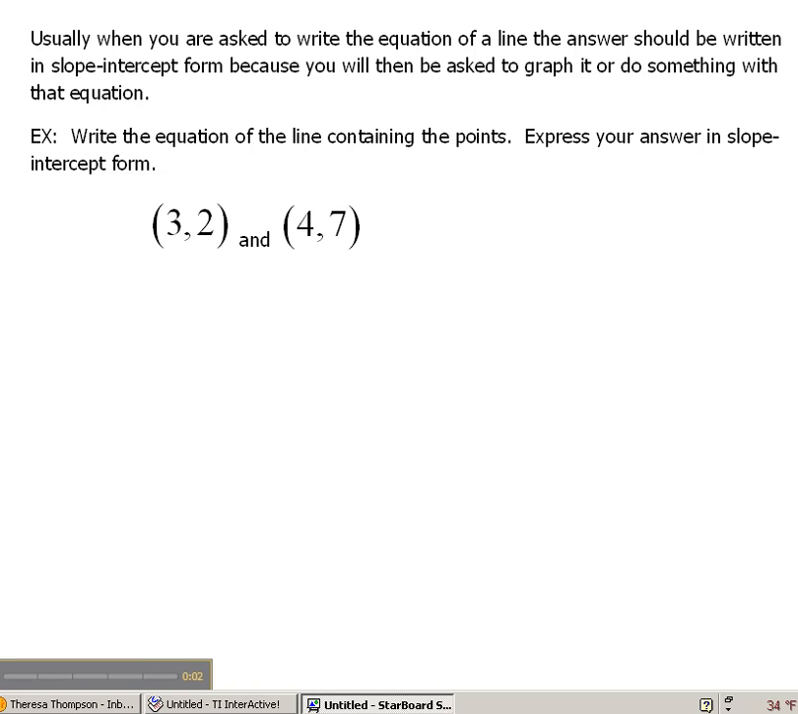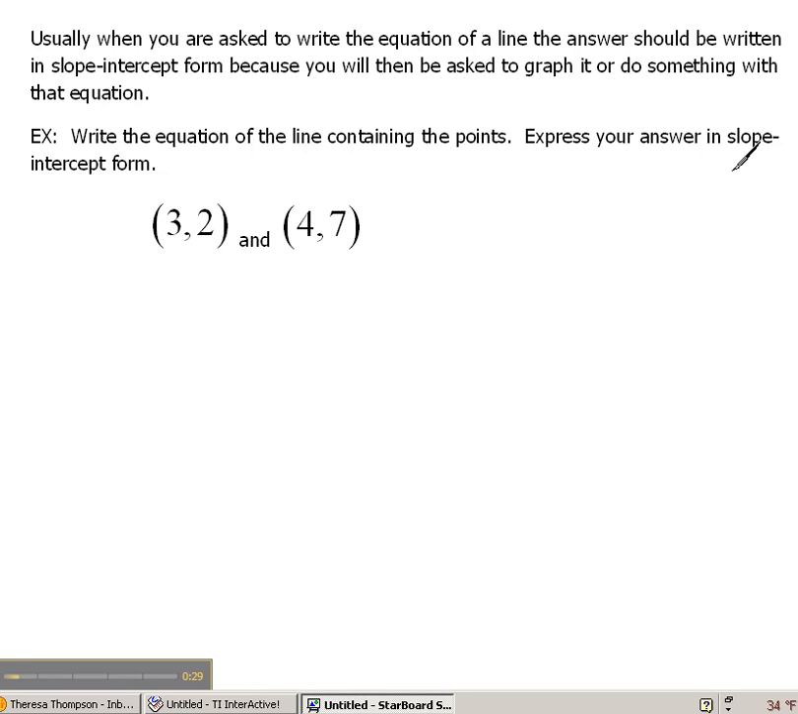Alright, usually when you're asked to write the equation of a line, they always want your answer in slope-intercept form, just because writing the equation is not the only thing you're going to be doing. You're going to eventually be graphing them, you'll be doing all kinds of things with them. So I want us to see how, even though they tell us to write it in slope-intercept form, we're supposed to start this out.